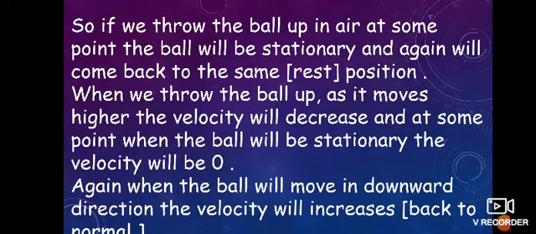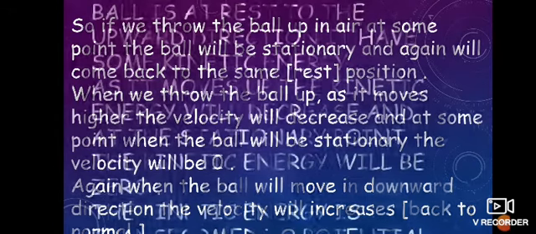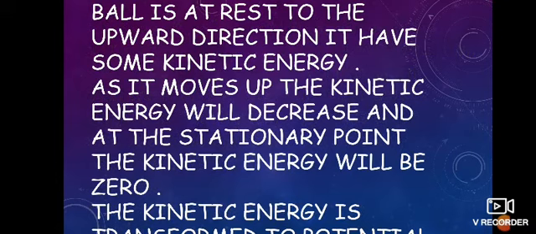So we see that when the ball is thrown upward, it will have some kinetic energy. As the ball moves up in the air, the kinetic energy will decrease, and at the stationary point it will be zero, and there it will change its form to potential energy. So in this example, we can see that kinetic energy is transferred to potential energy.